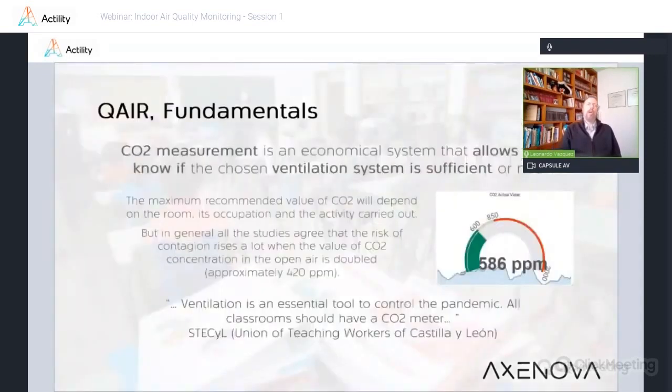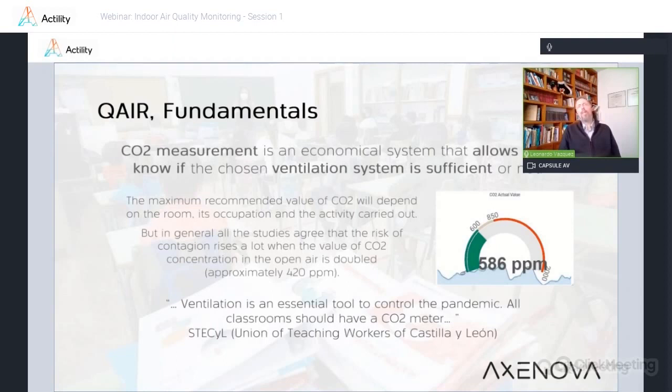When we breathe, we exhale aerosols and carbon dioxide. Therefore, the measurement of carbon dioxide concentration is an indirect way of measuring the concentration of aerosols. Carbon dioxide measurement is an economical system that allows us to know if the chosen ventilation system is sufficient or not. There are many practitioner institutions that study the problem.